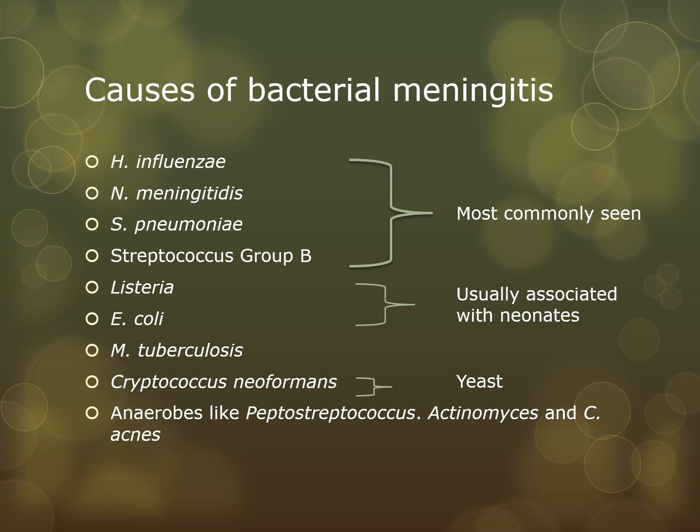or even Mycobacterium tuberculosis. A yeast that can contaminate the cerebral spinal fluid is Cryptococcus neoformans. That's usually seen in AIDS patients. It's associated with pigeon poop, actually. And then there's anaerobes like Peptostreptococcus, Actinomyces, and Cutibacterium acnes, they just changed the name. So anaerobes like Peptostreptococcus, Actinomyces, and Cutibacterium acnes are all things that can be seen in bacterial meningitis. And also parasites like Naegleria fowleri can cause meningitis as well.